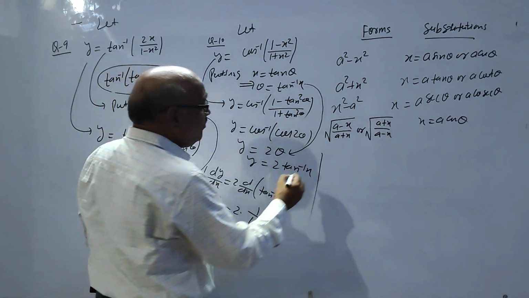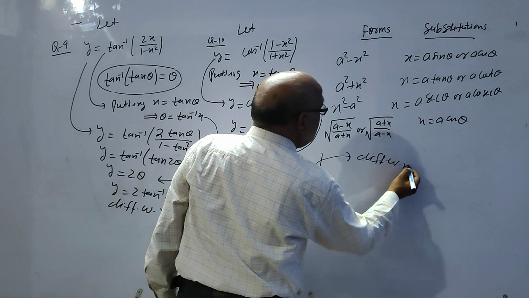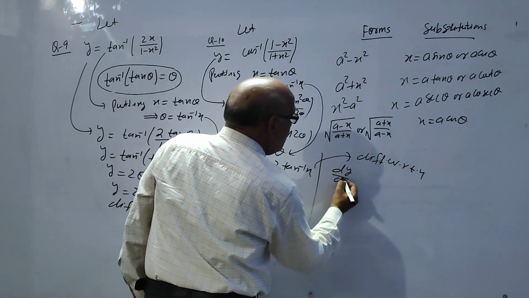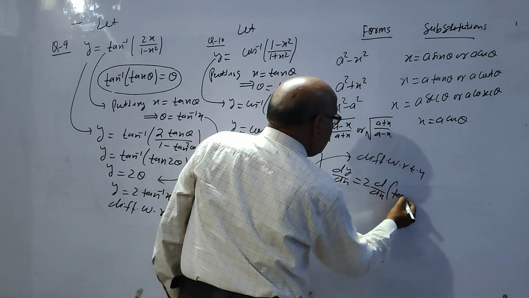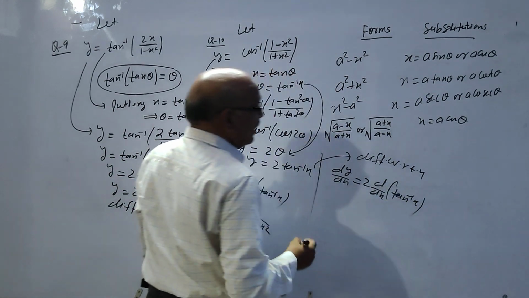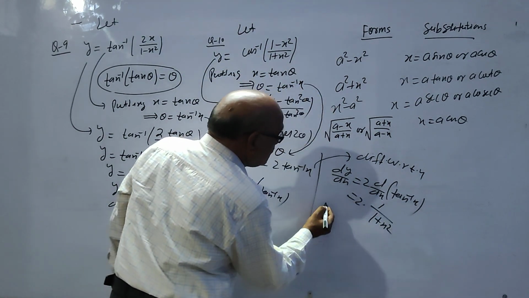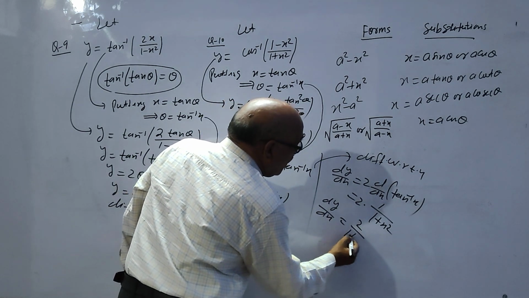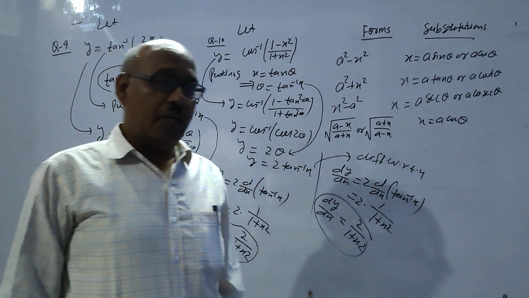Now differentiating with respect to x, what will come? dy over dx is equal to 2 times of d over dx of tan inverse x, and that is equal to 2 into 1 upon 1 plus x square, and therefore dy over dx is 2 upon 1 plus x square, and this will be the required result.